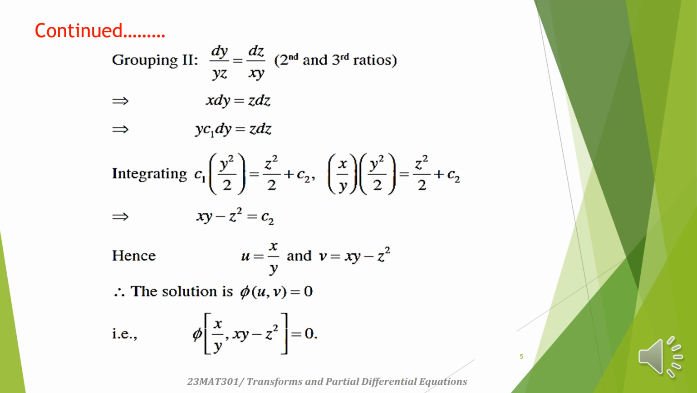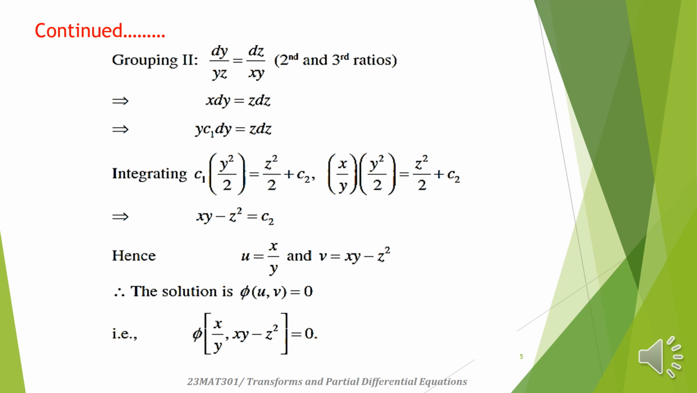Next, the 2nd and 3rd ratios. Take 2 and 3, y is common in both the terms, so y and y get cancelled. x dy is equal to z dz. For dz it is actually z, so it would be easier to integrate. For dy there is a term x. You can't keep x as a constant here, right? So for x I am substituting. From the previous step we know that x by y is equal to c1. So the value of x is y c1. So y c1 dy is equal to z dz.